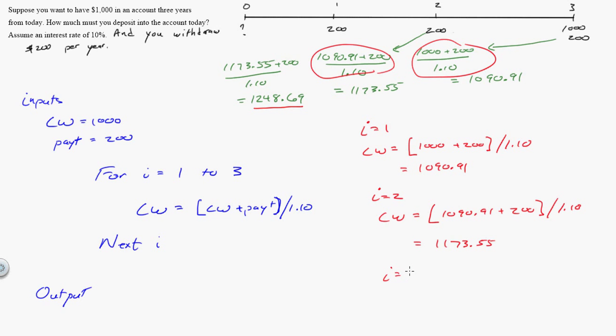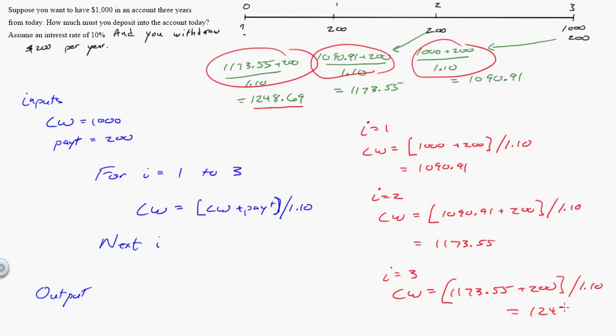Now next I is equal to 3, we'll go up here, that still works. I is equal to 3. CW is equal to what it currently is, the 1173.55 plus the payment of 200, which is exactly what we did right here, divided by 1.10, which is equal to 1248.69. Now see, I want you to notice you can't just sit there and say, well, that's the formula. You have to go through each step till you see what the formula is.